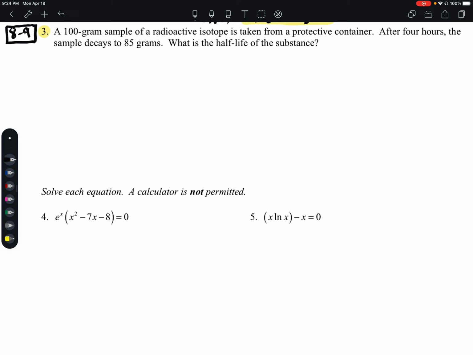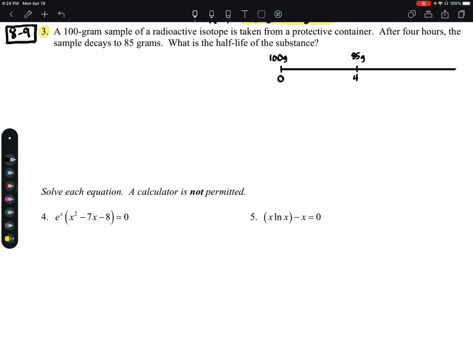So let's just plan it out, look and see what we've got. We know that we've got a 100-gram sample that we're starting out with. So at the start of time here, we've got 100 grams. And then it says after 4 hours, it has decayed to 85 grams. So after 4 hours, we're at 85 grams. Okay, so we haven't even made it one half-life. We know that one half-life would take us all the way down to 50 grams.